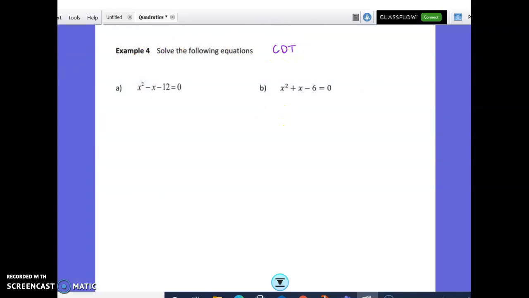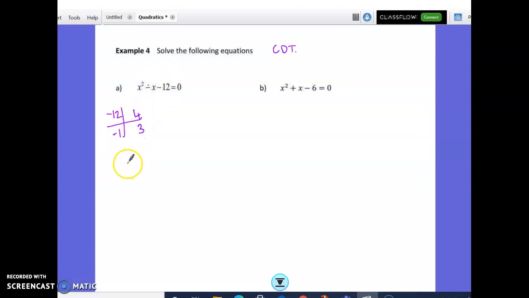Still need to consider CDT. We always need to consider if there is a common factor, if there is a difference of two squares. First one there isn't, so we're going straight to our trinomial. Okay, so we're looking for two numbers that multiply to give minus 12, because we've got minus 12 at the end, add to give minus 1.